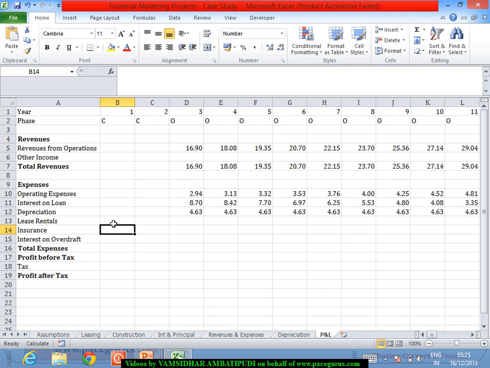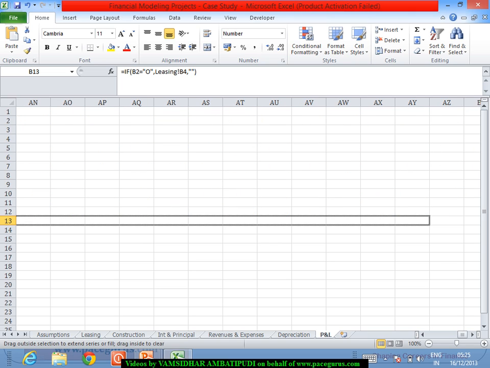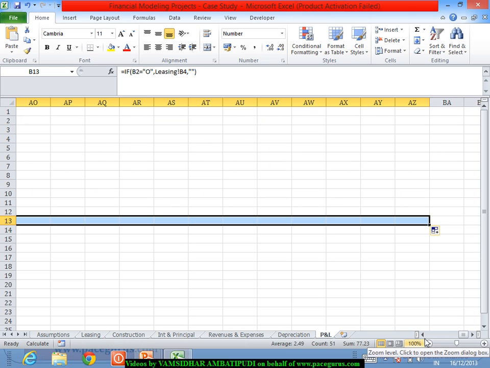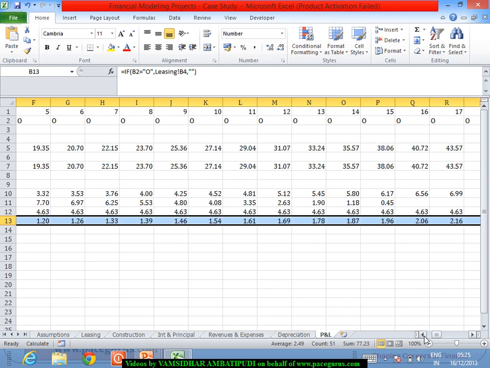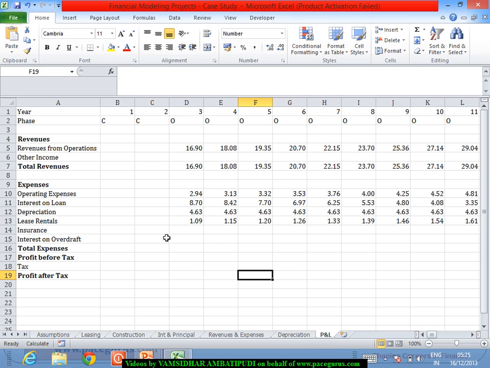So rentals-wise, I have modeled this such that as long as the period is operations, the rentals are applicable. And again, the same logic will take some kind of expenses each of the years towards the rentals also. And similarly, for the insurance, we are talking about 1% of the construction costs. That is what has been highlighted as part of the insurance cost.